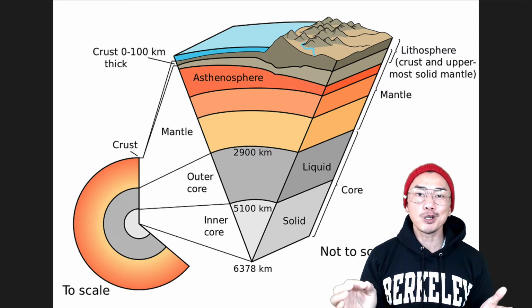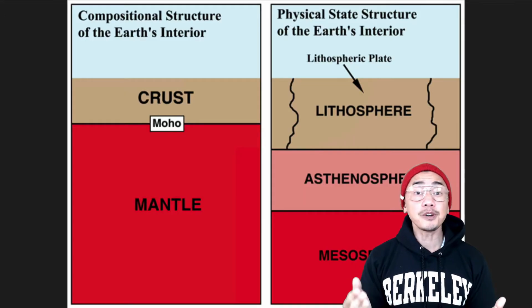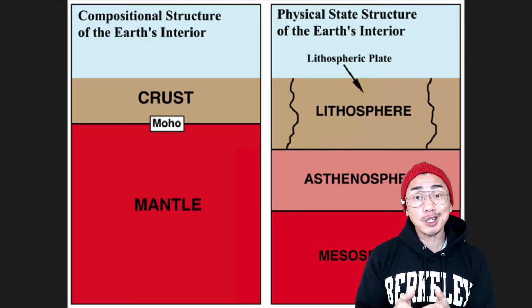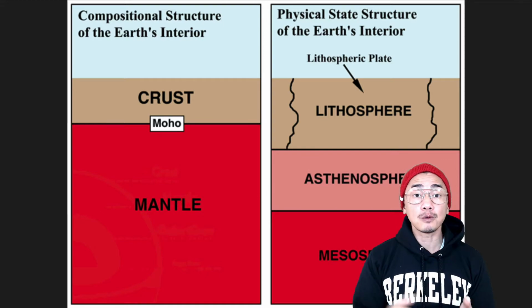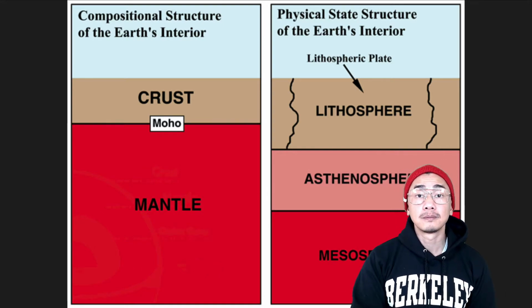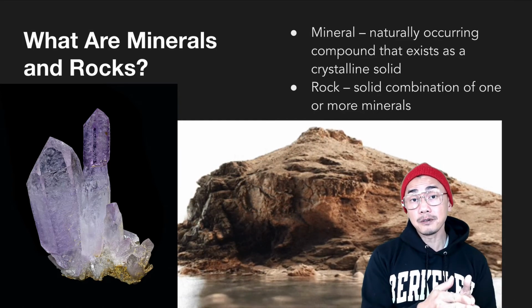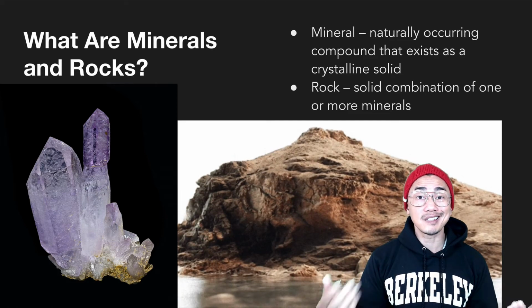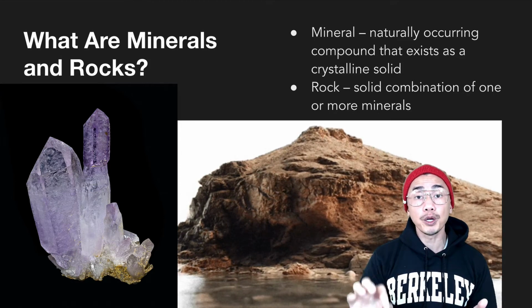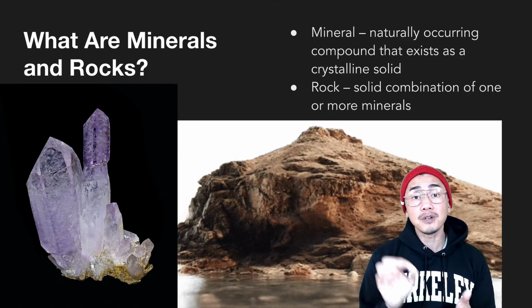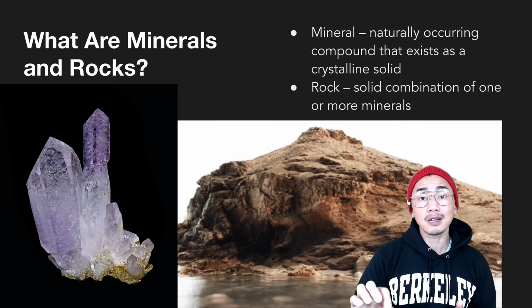This diagram shows the structure of the three major layers of the Earth. The prefix litho means rock, and this diagram shows how the solid lithosphere and semi-solid asthenosphere relate to the crust and the mantle. Make sure you know the difference between minerals and rocks. Minerals are naturally occurring compounds that exist as crystalline solids, and rocks are solid combinations of one or more minerals. On the left, you have an example of a mineral, amethyst, and on the right, you have an example of a rock, sandstone.